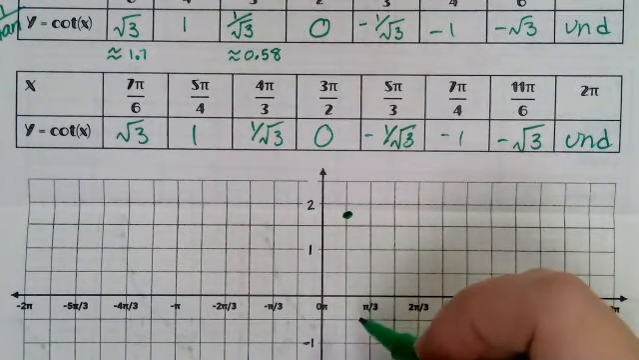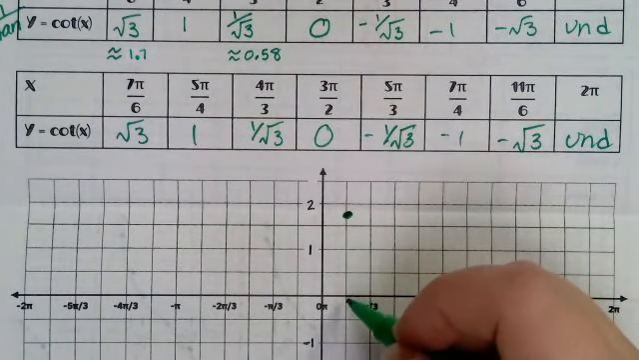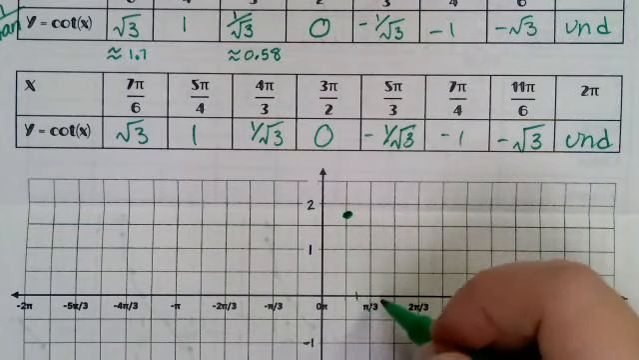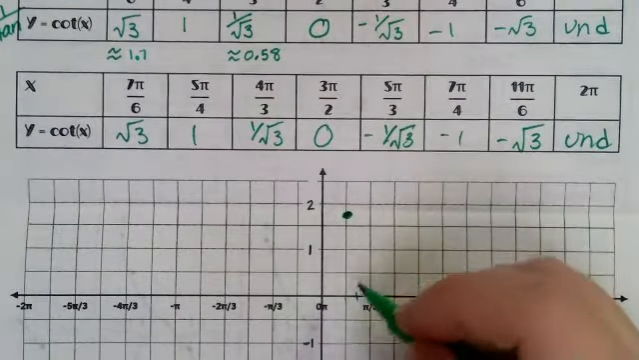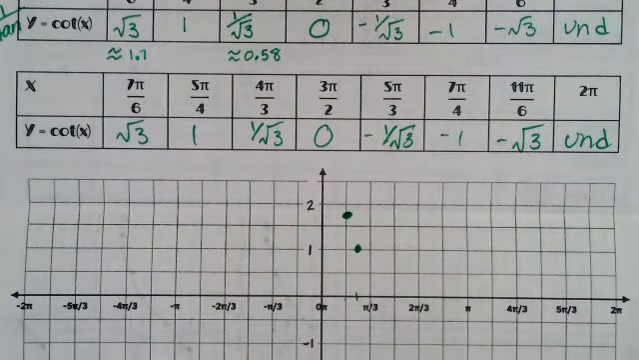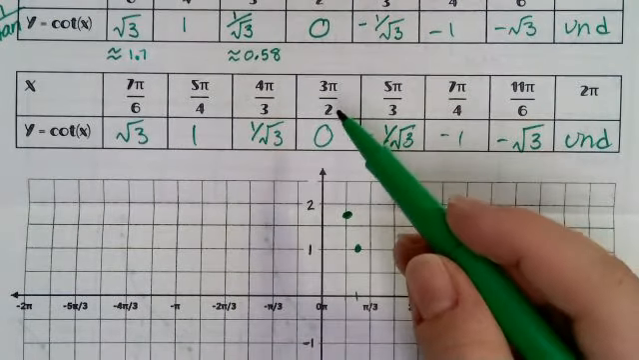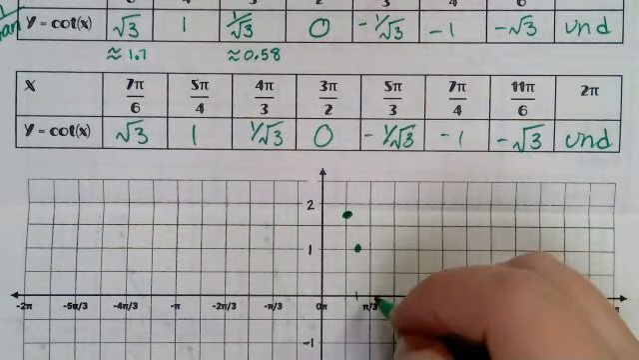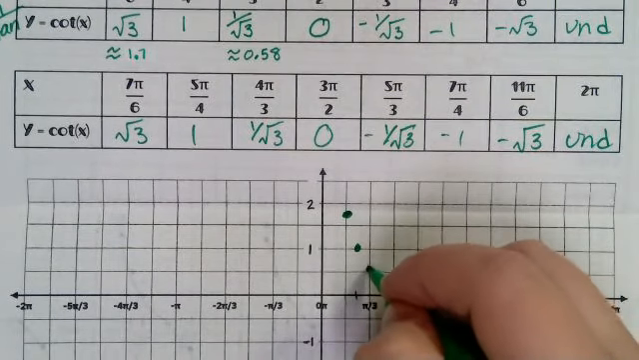The next one is pi over 4, 1. Well, I don't see pi over 4 marked. This was pi over 6 right here. Pi over 4 is halfway between pi over 6 and pi over 3, so just keep that in mind as you graph. The pi over 4 on this graph grid is not going to be on a line, but that's okay. Pi over 3, we're supposed to be at 0.58, so a little more than halfway to 1.